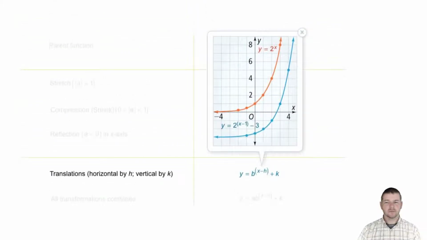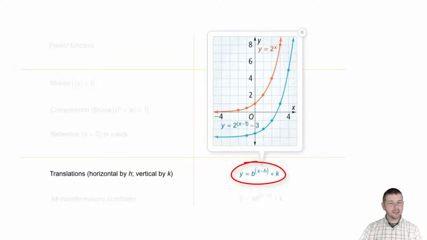Translations. A horizontal translation by h and a vertical translation by k. That's when h and k are found in the equation as shown here. y equals b raised to the x minus h power, horizontal translation, plus k, vertical translation.